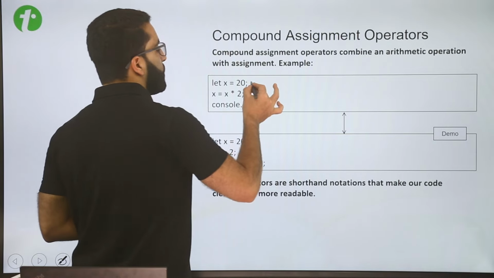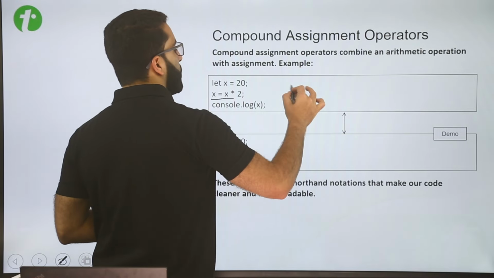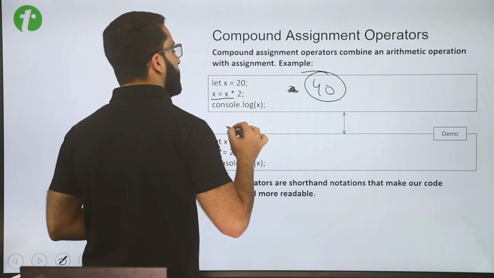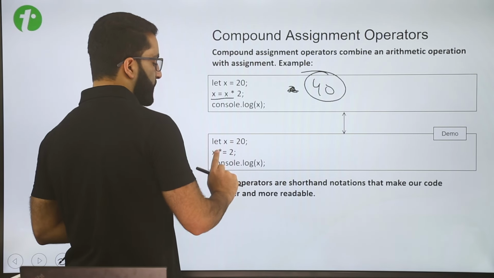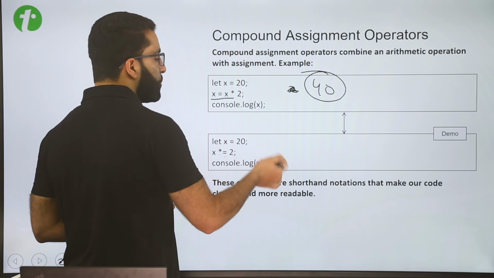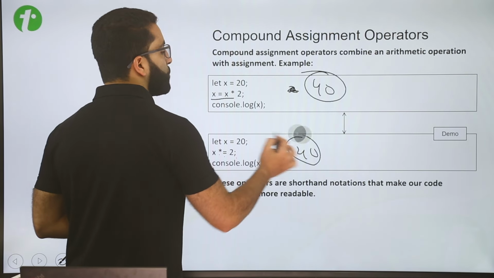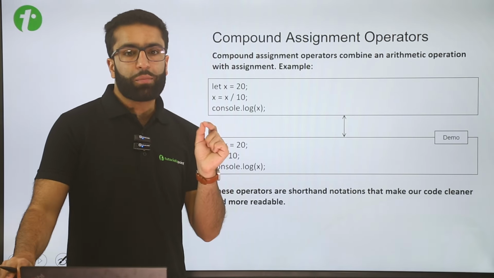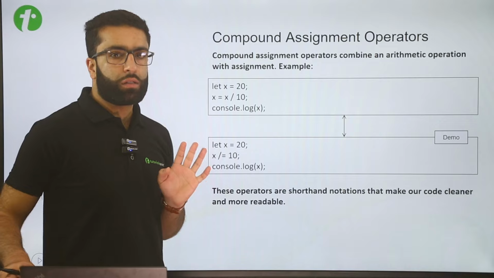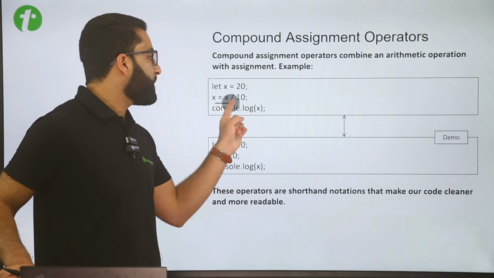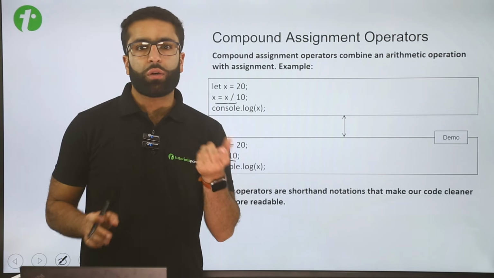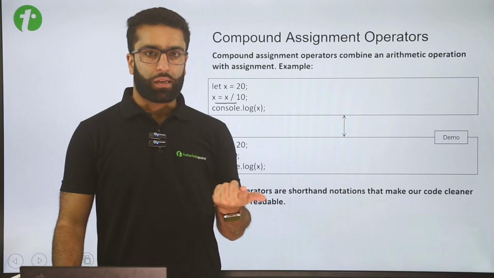So here we have the value 20. The new value is going to be 20 multiplied by 2, which is going to be 40, right? Similarly, I can do this: x *= 2. This will also be 40. So again, a shorthand for us. Moving forward, the same is the case for division, as you can see here. I'm saying x = x / 10, but here I'm simply saying x /= 10. So it's doing one and the same thing.